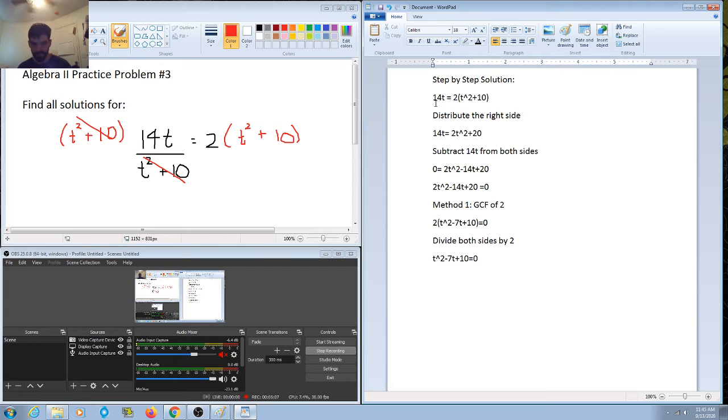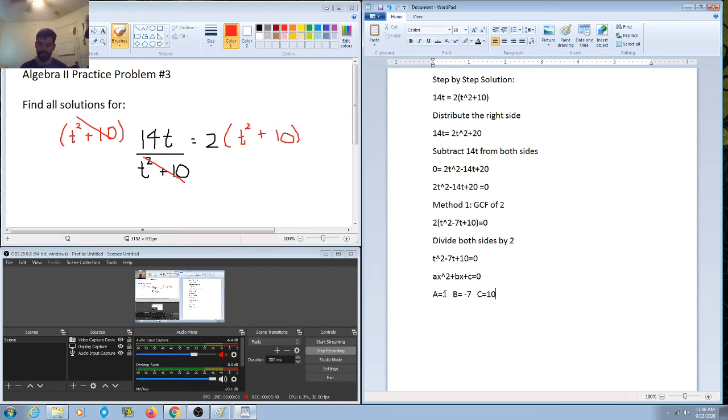Now, this is going to be another product of a times c equals the sum of b situation. So remember, the general form of a quadratic is ax squared plus bx plus c is equal to 0. Identify your a, b, and c. They're just the coefficients of the respective terms. So your a is the coefficient on the t squared term, but remember, if there is no written coefficient, we infer it as 1. b is equal to negative 7, and c is equal to positive 10.